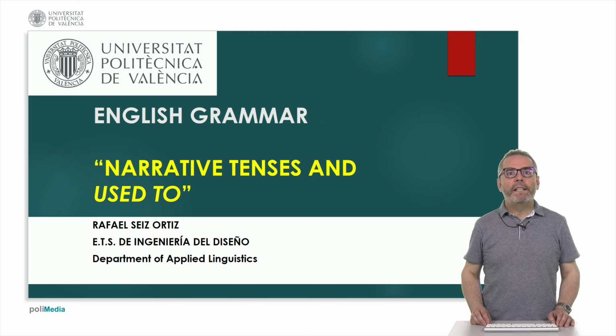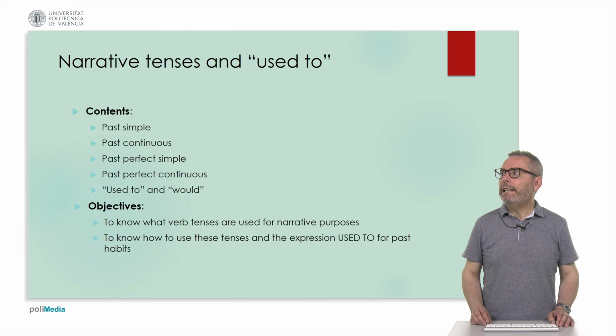Hello, my name is Rafael Seiz Ortiz from the Department of Applied Linguistics, and in this English grammar session we will see the use of narrative tenses in the past together with the related expression used to. We'll see the typical narrative tenses such as past simple, past continuous, past perfect simple, past perfect continuous, and finally we will see the uses of the expression used to compared with would.